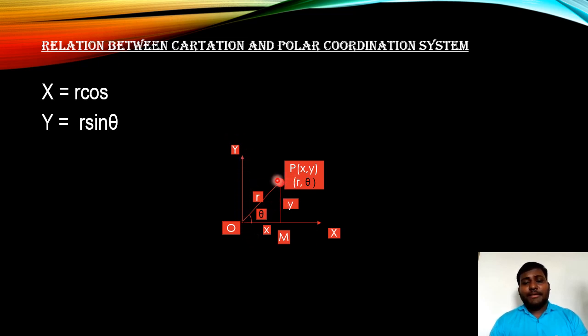where the point is represented as P of x, y in the Cartesian system and P of r, theta in the polar coordinate system. The angle between the radius vector and the initial line is named theta. In the Cartesian coordinate system, y is the distance between the point and the OX line, and the distance from the point to the OY line is x. Let us go to the next slide.